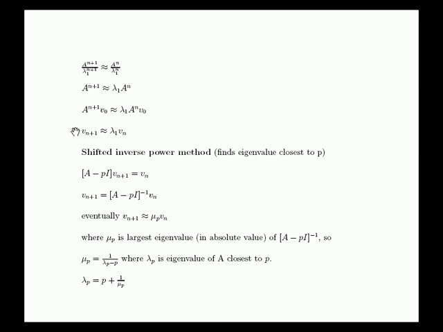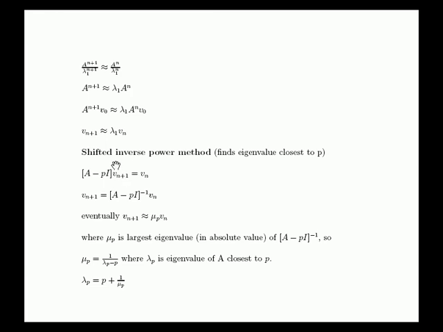Well, an obvious problem with the power method, it's really simple, but it only finds the largest eigenvalue. If you want all the eigenvalues, you probably shouldn't use the power method. You should use one of the transformation methods that find all of them, but they're more complicated. But you can find other eigenvalues other than the largest one, and you do it with a little trick called the shifted inverse power method.